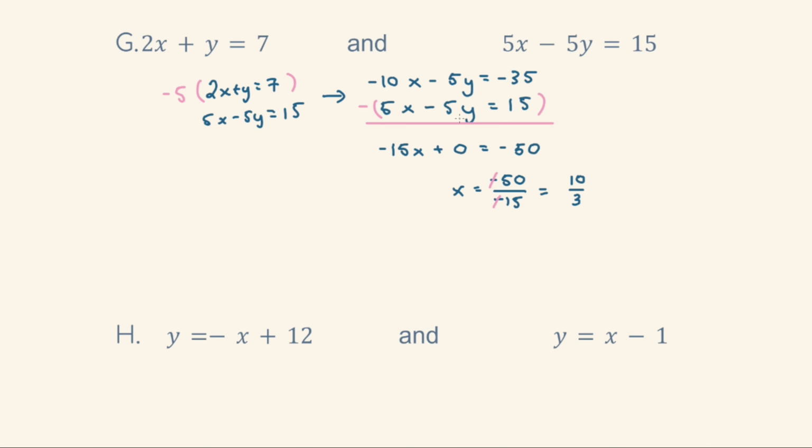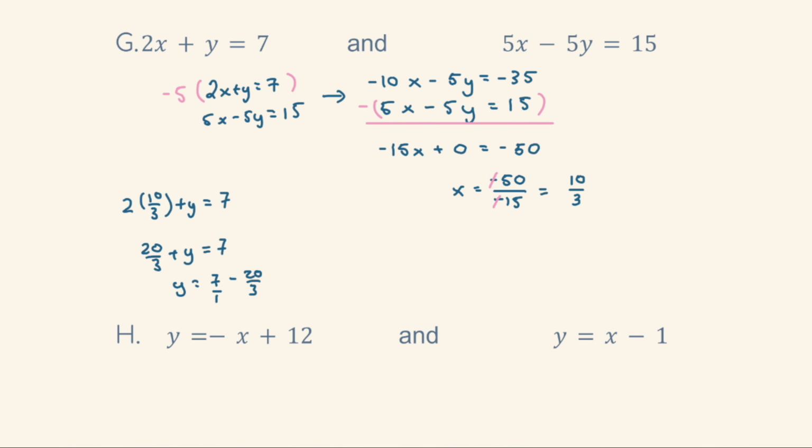it back into one of my equations. I think that left one looks a little nicer right now. So 2 times 10 over 3 plus y equals 7. 20 over 3 plus y equals 7. So y is equal to 7 minus 20 over 3.